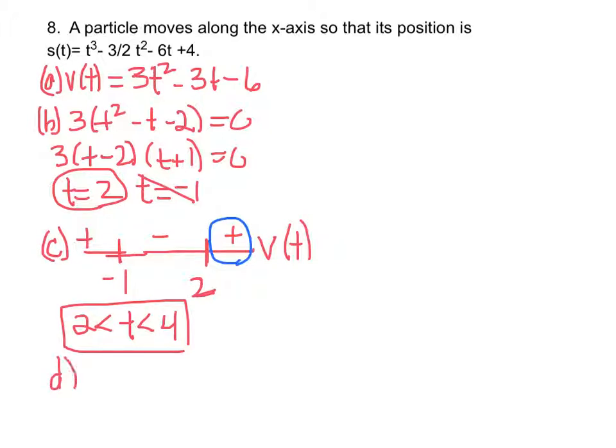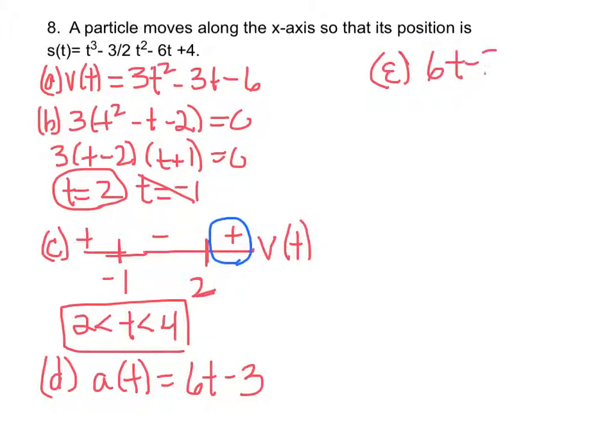All right, next, part D wants you to write an expression for the acceleration. So let me squeeze that in down here. So we're just going to take the derivative of your velocity. So your velocity equation is up there in part A. So I'm going to get 6t minus 3, and that would be my acceleration equation. Part E is asking when the acceleration is 0. So we're just going to take our part D answer, which is 6t minus 3, and we're going to set it equal to 0. And we're going to get t equals 1/2.